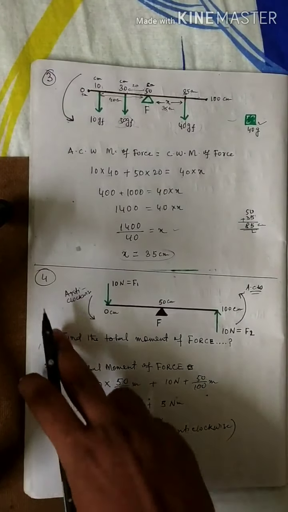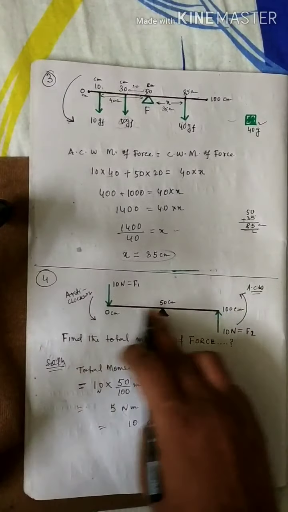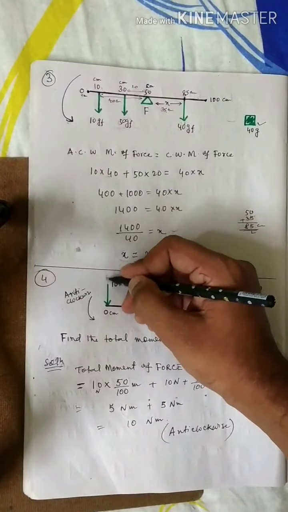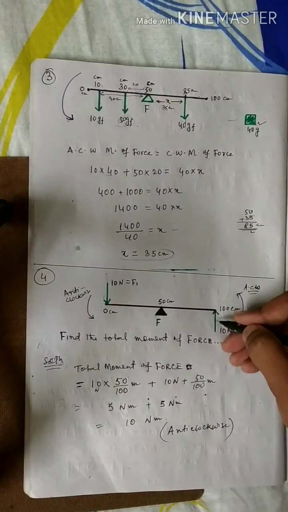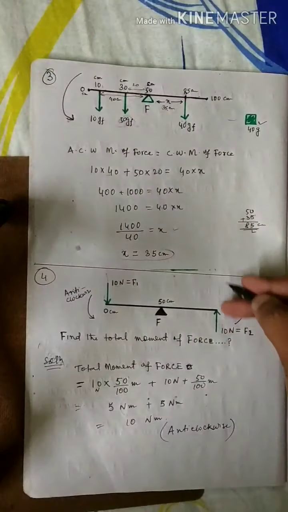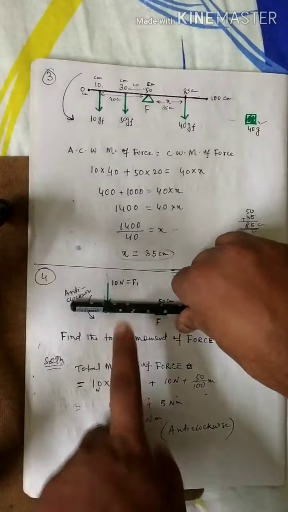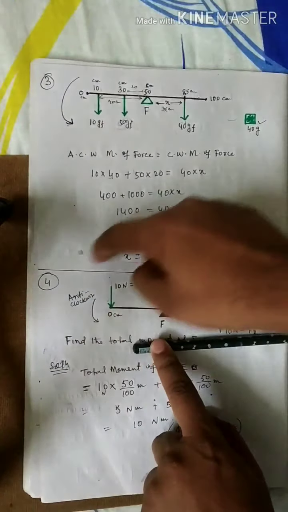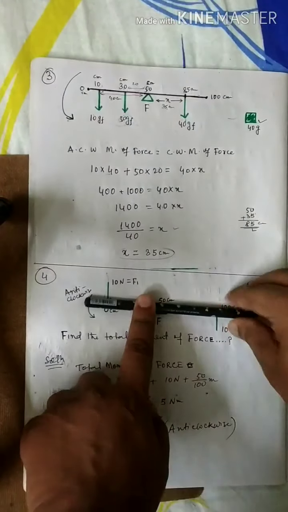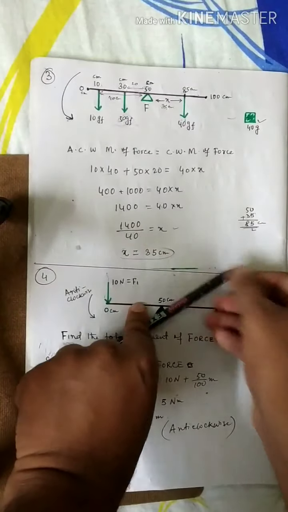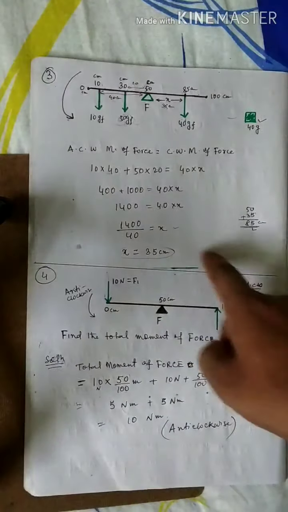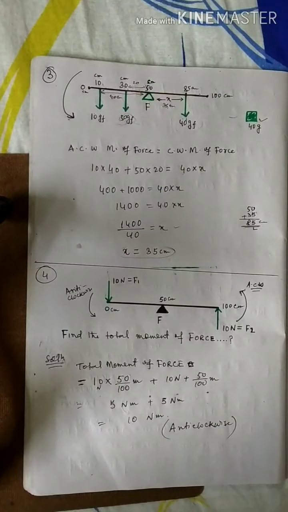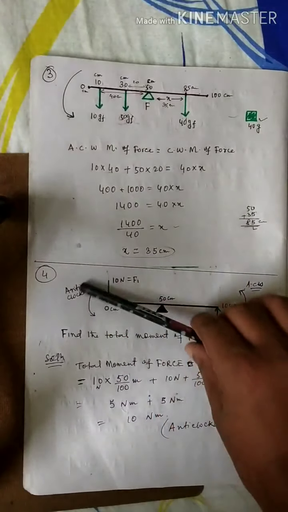Next one, look at this, number 4. Here this is the same rod, length is 100 centimeter or 1 meter. One force acts at this point, another force acts at this point, but both are opposite. If the force is applied here, in that direction, the body will rotate like this. This is anti-clockwise. If a force is applied here, then the body will rotate like that. This is also anti-clockwise. So both are anti-clockwise. The question is, find the total moment of force.